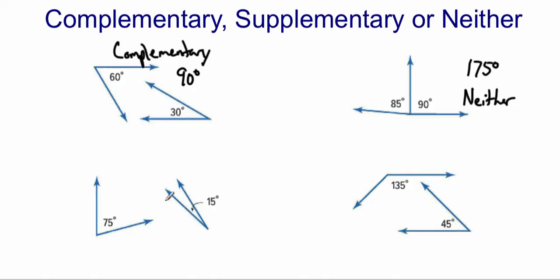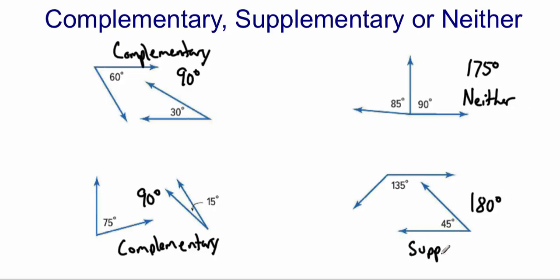So how about down here? 75 plus 15 equals 90 degrees. So as long as they add up to be exactly 90 degrees, we would call them complementary. And then here, 135 plus 45. Well, if I add those two together, I get exactly 180 degrees, which makes these two angles supplementary. So that's what we're looking for. Two angles that add up to be exactly 180 or exactly 90. That's our complementary or our supplementary.